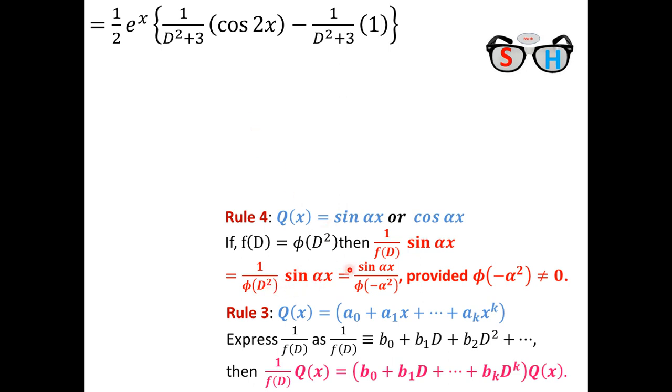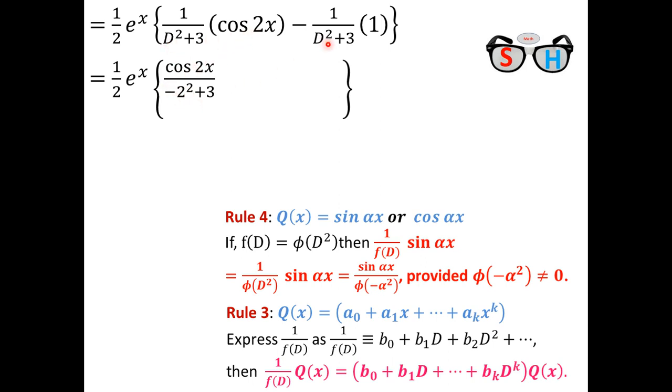So in that case 1 by f(d) of sin αx will be 1 by function of d square of sin αx. This is just I replace f(d) by function of d square. However, next I put minus alpha square in the place of d square, that is replace d square by minus alpha square. So here alpha is 2, therefore you have to replace d square by minus 2 square, that is we write down minus 4 in the place of d square. Okay, so 1 by e to the power x, you see that in the place of d square I write minus 2 square.